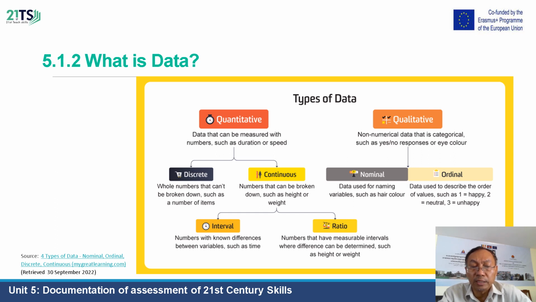In nominal data, the data is used for naming variables, such as hair colors. For ordinal data, the data is used to describe the order of values, such as 1 equals happy, 2 equals neutral, and 3 equals unhappy.